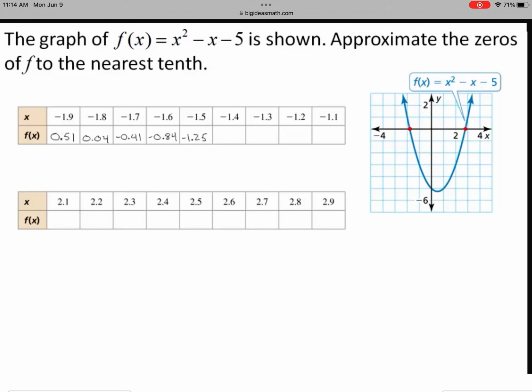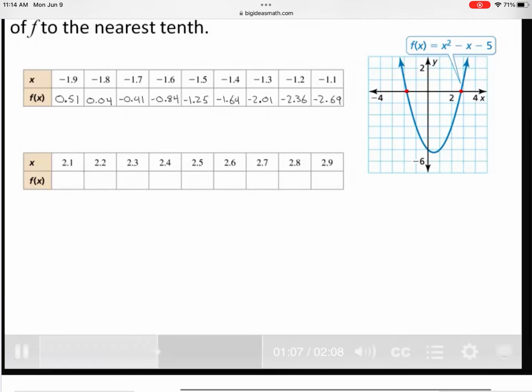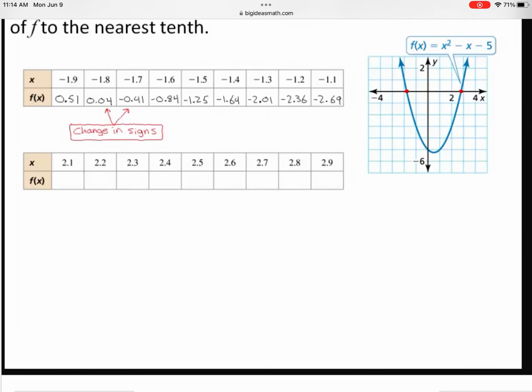When x is -1 and 4/10, f of x is -1 and 64/100ths. When x is -1 and 3/10, f of x is -2 and 1/100th. When x is -1 and 2/10, f of x is -2 and 36/100ths. And when x is -1 and 1/10, f of x is -2 and 69/100ths. Notice that the sign of the function values changes between -1 and 8/10 and -1 and 7/10.